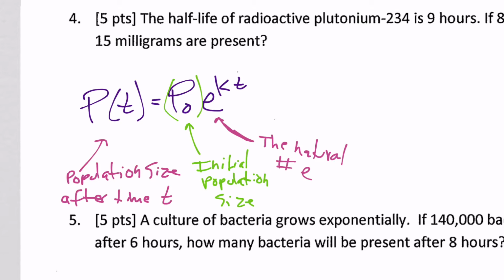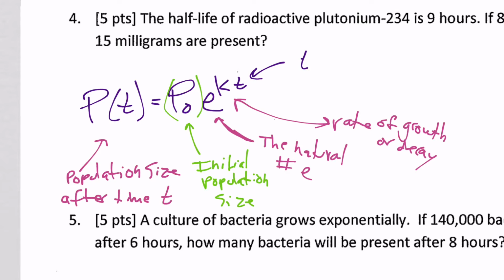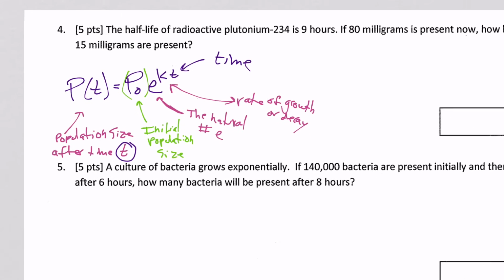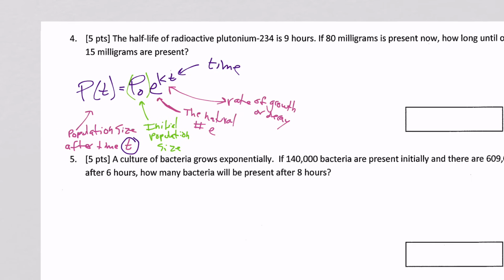K is going to be our rate. That's going to be our rate of growth or decay, depending on the problem. And then finally, T is, predictably, the time, and the units of time are going to be the same as the units of time on the P of t right there. So we're told the half-life of radioactive plutonium is 9 hours. So our time units are going to be hours.